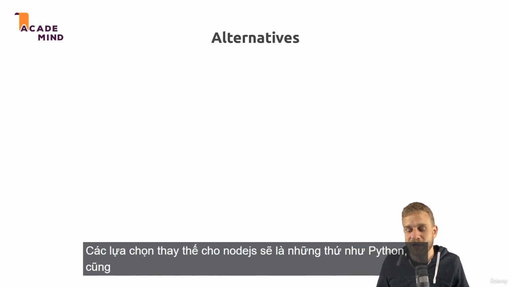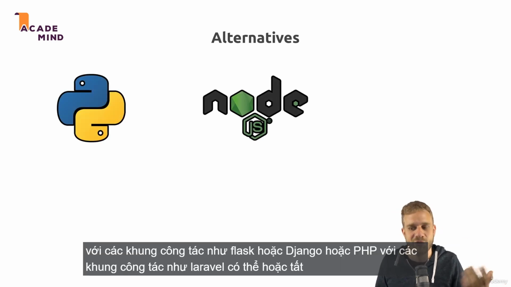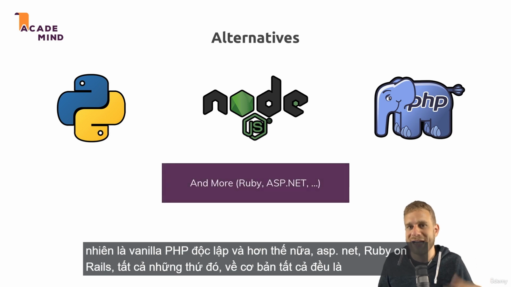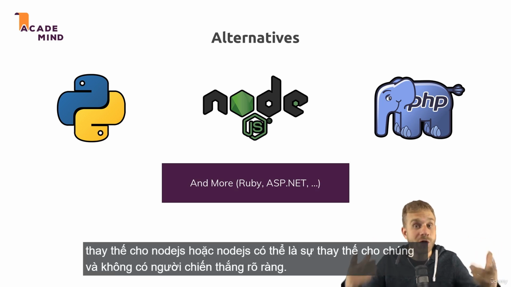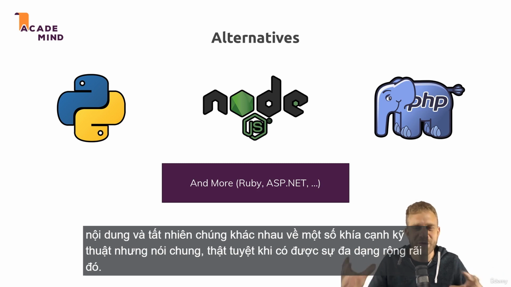Alternatives to Node.js would be things like Python, also with frameworks like Flask or Django, or PHP with frameworks like Laravel maybe, or standalone vanilla PHP of course, and more. ASP.NET, Ruby on Rails, all that stuff. These are basically all replacements for Node.js, or Node.js can be a replacement for them. And there is no clear winner. All these languages are capable of doing the same kind of stuff. And of course they differ in some technical regards. But in general, it's great to have that broad variety.